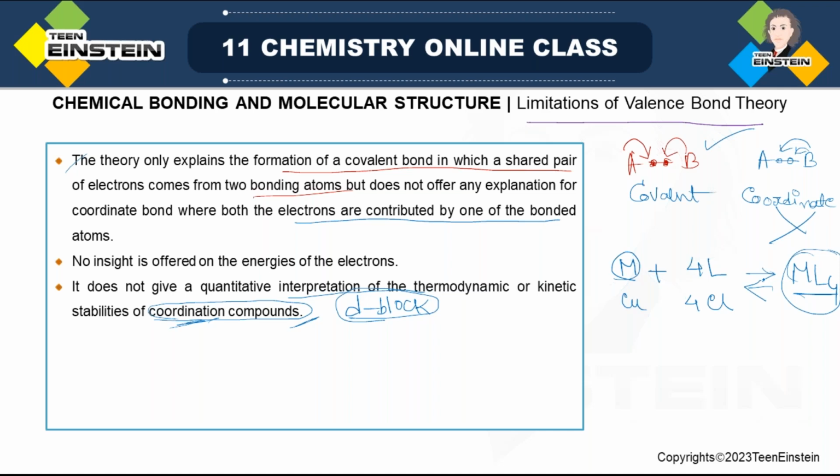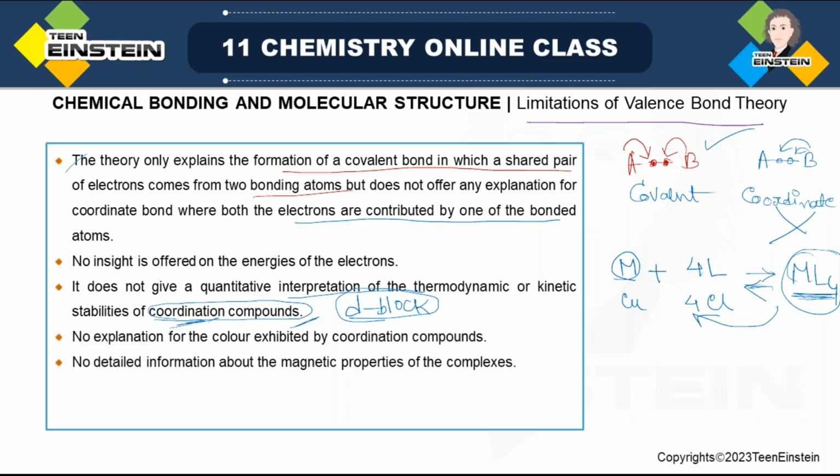But if you are talking about kinetic stability, that has nothing to do with equilibrium, so don't consider this equilibrium sign. Kinetic stability means how fast this ML4 will be formed, or whether there is any chance that it will revert back. So that is kinetics, that is how fast it will be formed or how fast it will be broken. It has nothing to do with yield, how much you will get. But whether it is thermodynamic or kinetic stability, applicable for coordination compounds, this we cannot interpret from VBT, whether it will be thermally stable or not, kinetically stable or not. Then, no explanation for the color exhibited by coordination compounds.